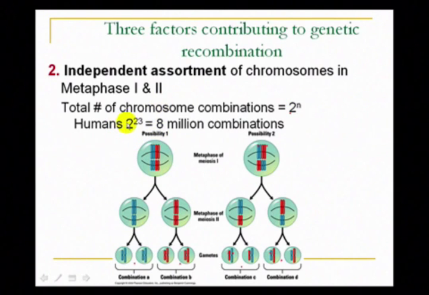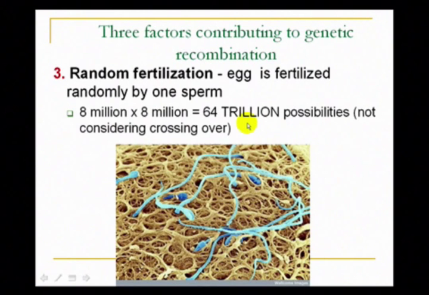If you do 2 to the 23rd, there's 8 million different combinations of genes that can be put into sperm or egg. So just based on independent assortment alone, I can make 8 million different eggs that are all genetically different. Now combine that with what we call random fertilization. The egg is going to be randomly fertilized by one sperm.